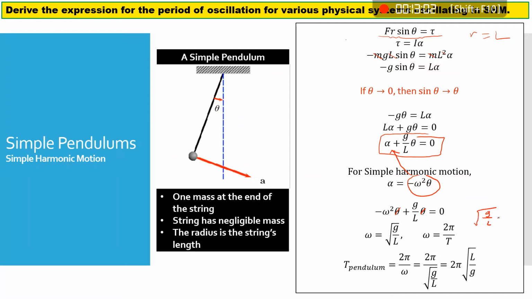Root g over L equals 2 pi over our period. So if I solve for period, this will be period equals 2 pi over root g over L, right? And then again, I've got a fraction divided by a fraction, so we can flip and multiply. So my period for the simple pendulum is 2 pi root L over g.